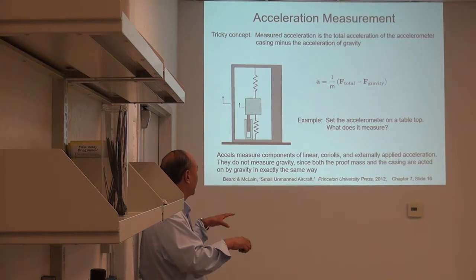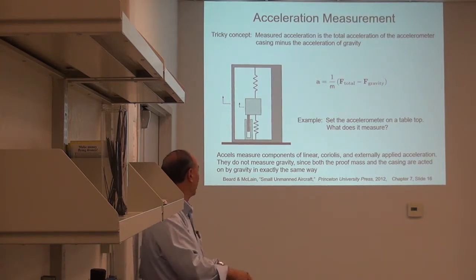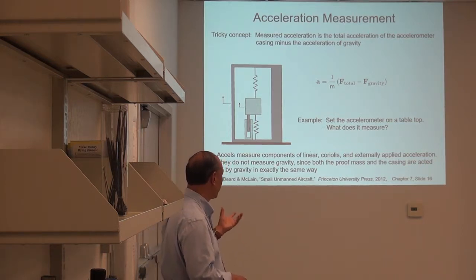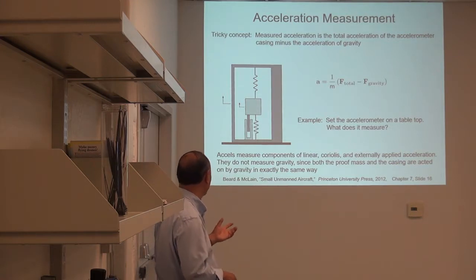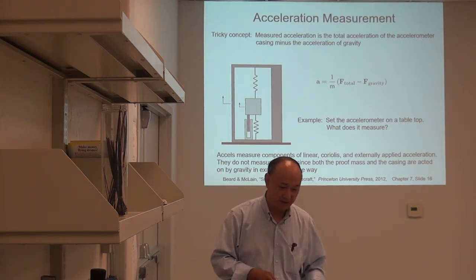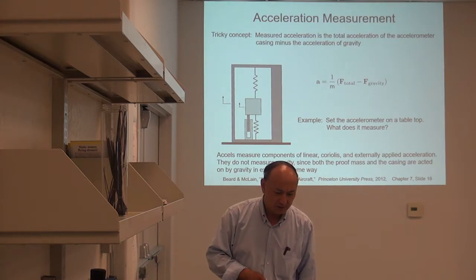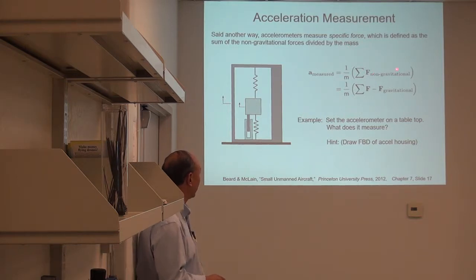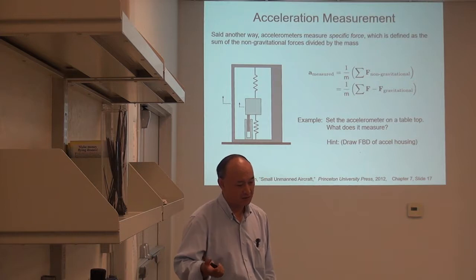So if you put the accelerometer on the tabletop, what does it measure? The accelerometer measures the components of linear, Coriolis, and externally applied acceleration. They do not measure gravity, since both the proof mass, which is the inside part, and the casing are acted on by gravity in exactly the same way. So gravity cannot be measured this way. Another way to say it: the accelerometer measures specific force, defined as the sum of the non-gravitational forces divided by the mass.